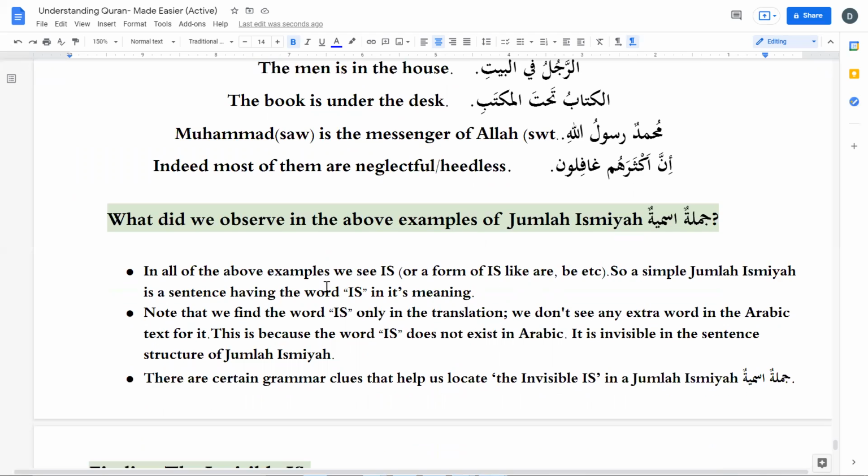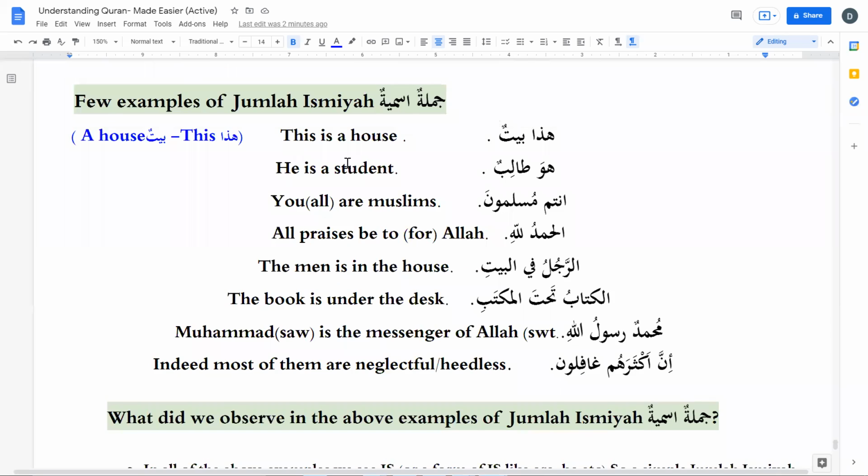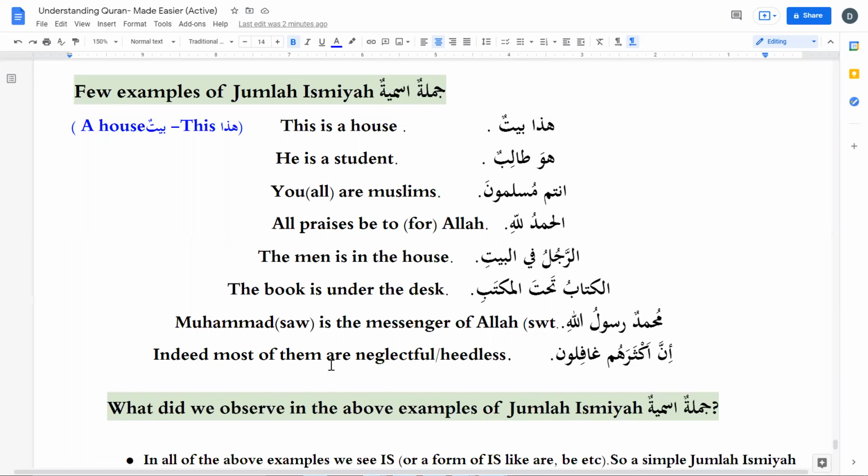In all of these examples, we see is or another form of is, like are or be. So we can say that a simple Jumlah Ismiyah is a sentence having the word is in its meaning, right? Meaning-wise, if you see a Jumlah Ismiyah, you will find is or any form of is, like are or be.